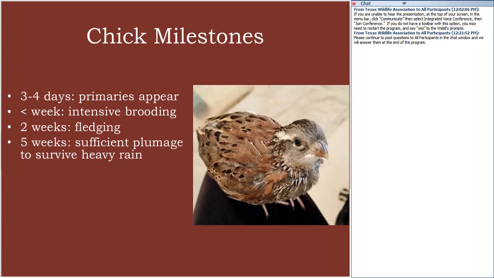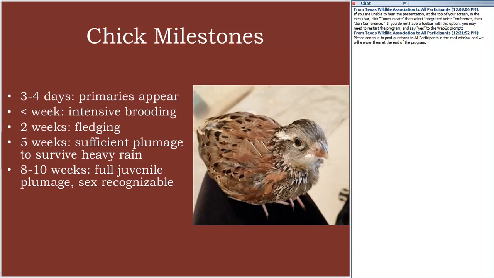Within 5 weeks, the chicks now have enough juvenile plumage in order to survive moderate weather events. Prior to this point, something like a heavy rain would essentially be a death sentence for these chicks. They really cannot afford to get wet. But now they've lost enough of that natal down that they can endure that pretty effectively. It also means that they don't require such intensive brooding by their parent anymore.